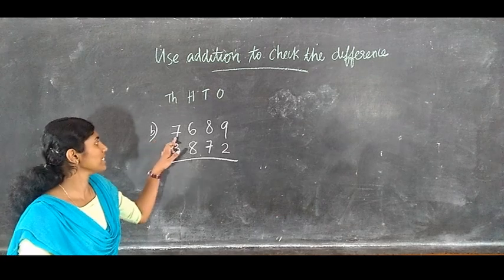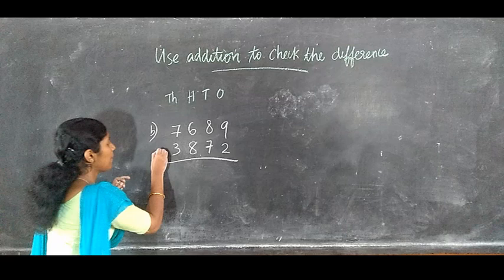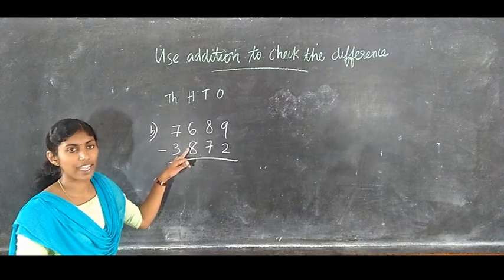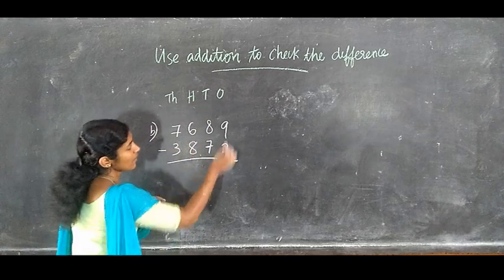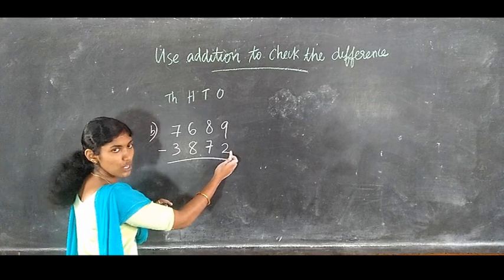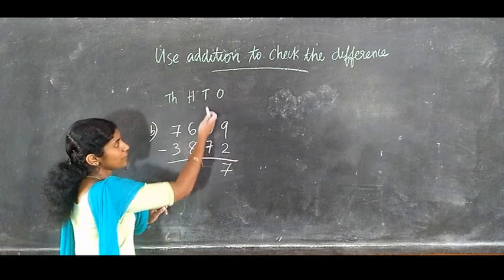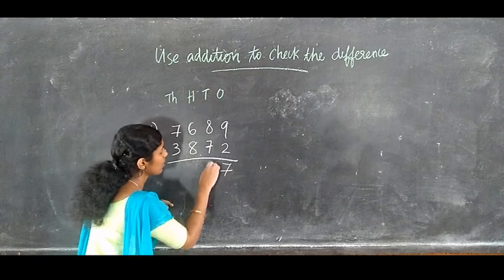Then next question, 7689 minus 3872. So first subtract the ones. 9 minus 2, 7. Then subtract the tens. 8 minus 7, we have 1.